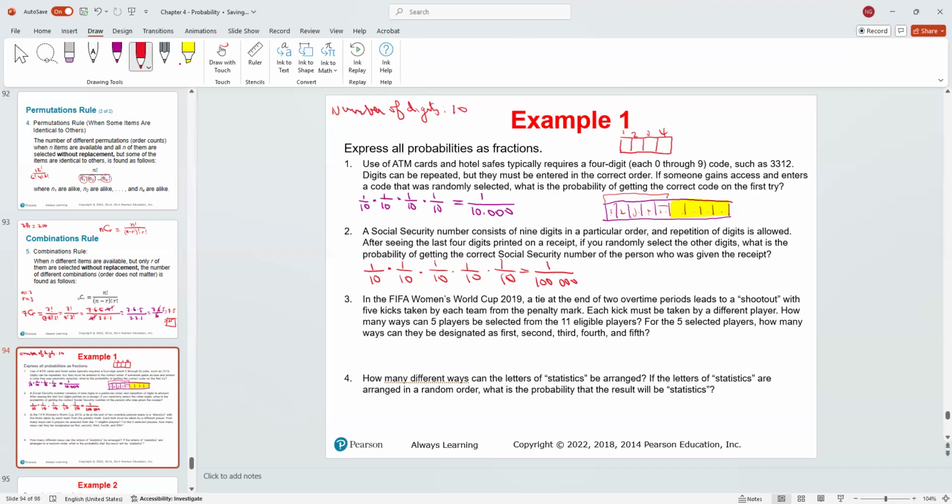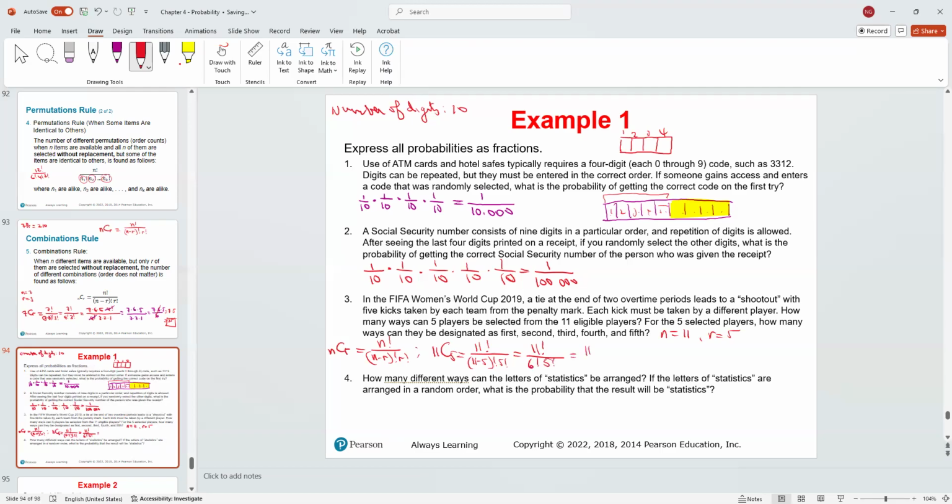Now we're going to say we have n equal 11 and r equal 5. So nCr, remember, is n factorial over n minus r factorial times r factorial. So 11C5 would be 11 factorial over 11 minus 5 factorial times 5 factorial. Now, 11 factorial over 11 minus 5, which is 6 factorial, times 5 factorial.